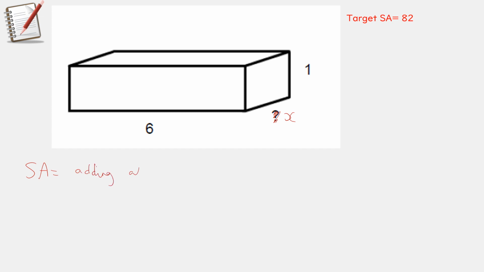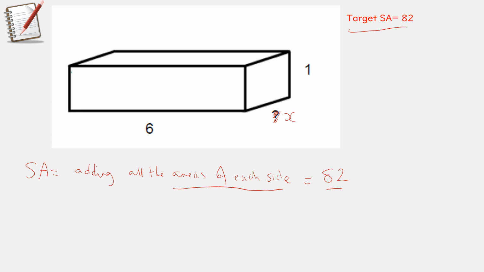So adding all the area of each side. So we're going to find the area of each side, add them together, and we know that's going to have to be 82 because that's what we want it to be. So we know that the areas of each side added together have got to give us 82 in order to hit our target. So let's work out the area of each side to start off with.